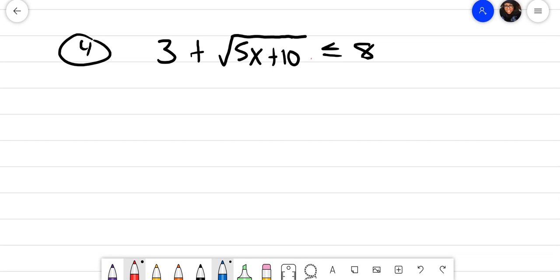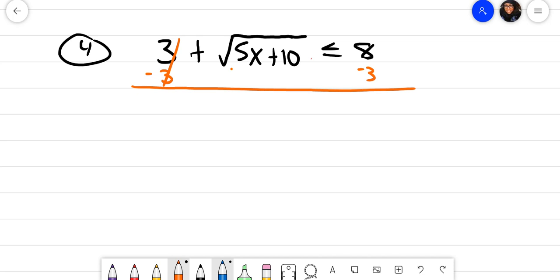We want to start off by getting the radical alone. So if we want to get this radical alone, we're going to start off by moving the 3. We end up with the square root of 5x plus 10 is less than or equal to 5. We then would do what we would do next. We want to clear the radical, so we would square both sides. Again, nothing's different for the most part in the process of solving.